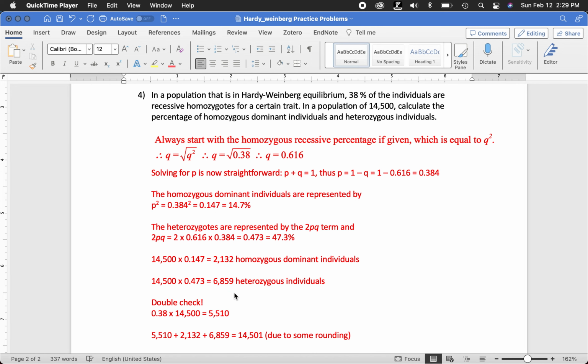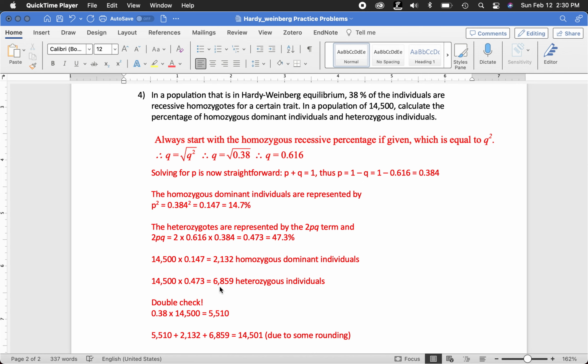Same thing with the heterozygous. So if I ask you, okay, give me the percentage, but now tell me how many individuals is that, because there's a percentage of the group, but how many people is that within the group, then you would do the same thing. We already found out that 47.3% are heterozygotes, so you just multiply 14,500 times 0.473, and that gives you 6,859 people are heterozygous.